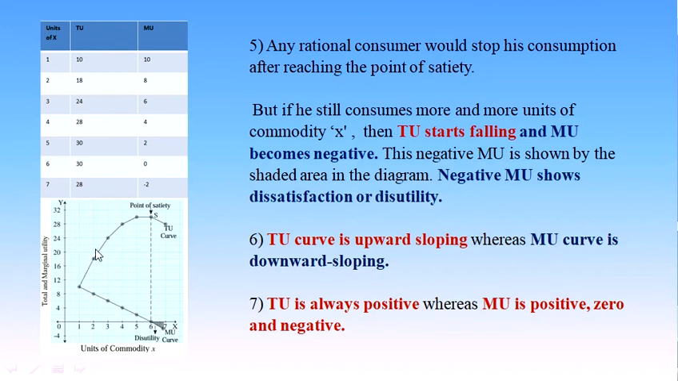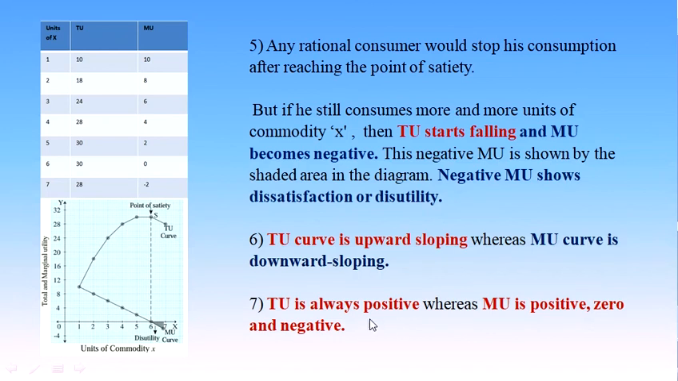We need to make certain points very clear. When total utility is increasing, marginal utility is continuously falling. This is increasing but at a diminishing rate, and this is continuously falling. When TU is constant, at that point marginal utility will be zero, and when total utility starts falling, marginal utility will become negative. So TU curve is upward sloping, whereas marginal utility is a downward sloping curve that we have seen.